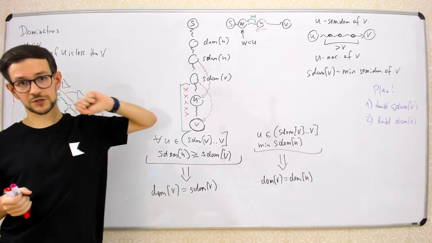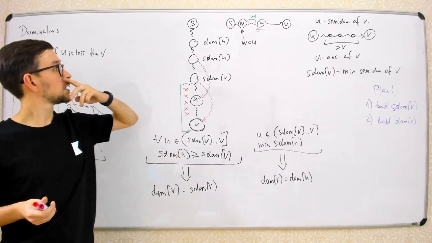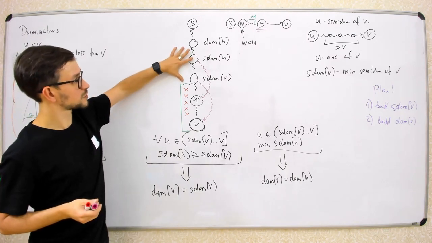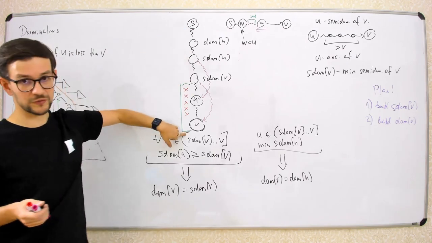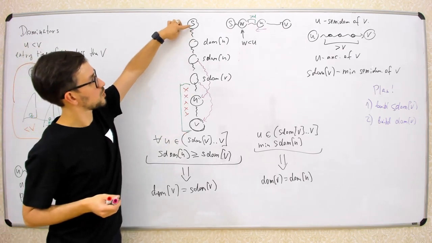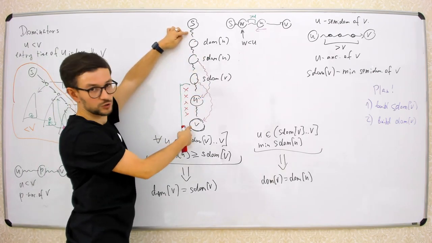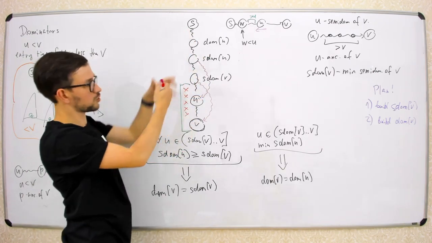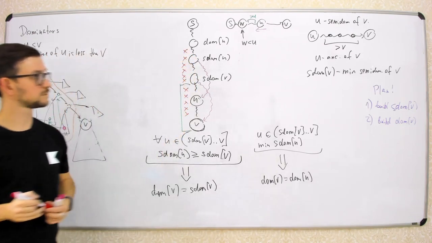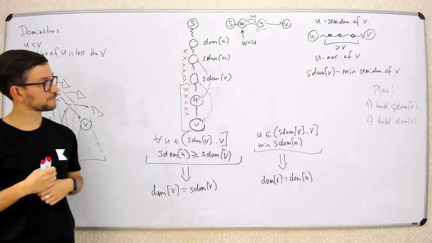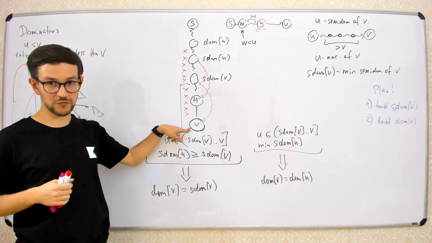These nodes are also not dominators of V because they are not dominators of U. So if we can avoid these nodes when we go to node U, we can also avoid them when we go to node V. So we start from node S, we go to node U avoiding these nodes, and then go to here. So these nodes are also not the dominators of V. Right. Now we just need to prove that this node is actually a dominator of V.